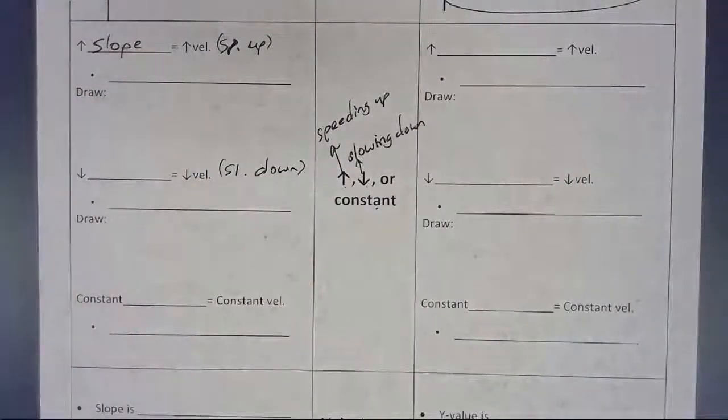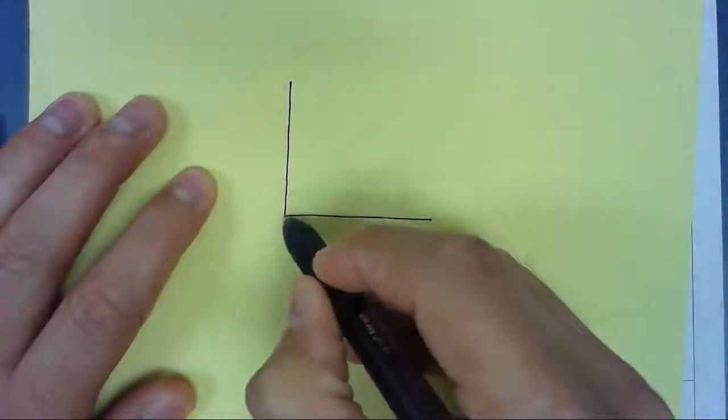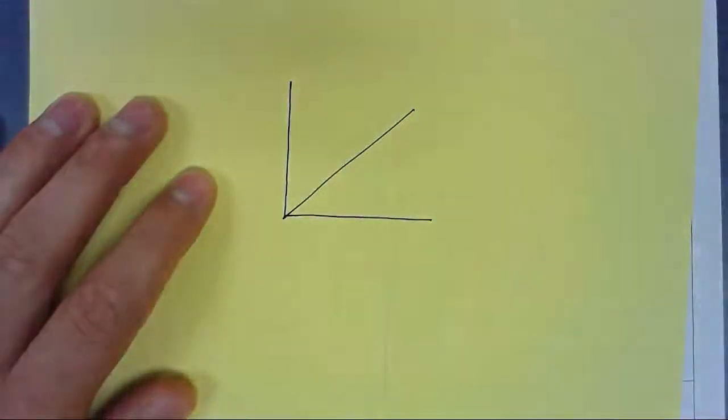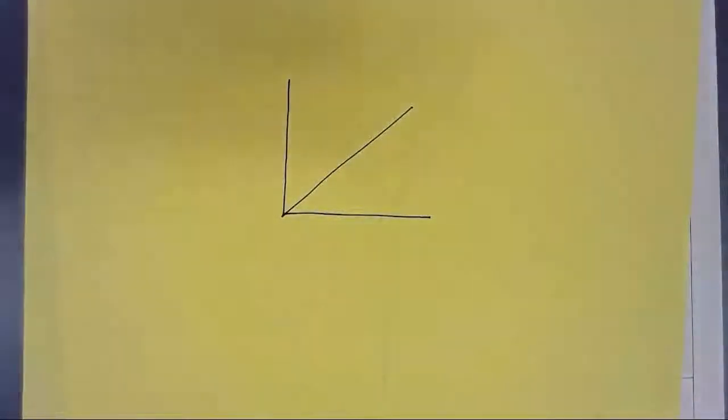Some people don't know what an increasing slope looks like, though. I found this a lot in the classes that I've taught, that I'll show people a graph that looks like this, and I'll say, what's happening to this slope? And many people will say, it's increasing, it's going up. This slope is not increasing.